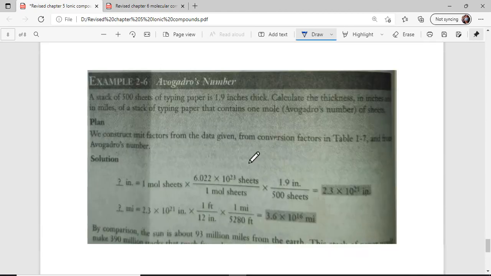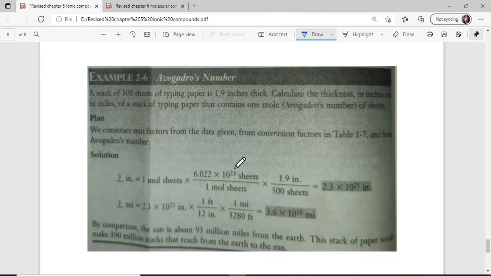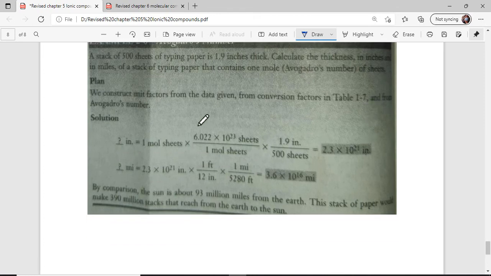Now, for your Avogadro's number. Here, you are given an example of a stack of 500 sheets of paper. It is 1.9 inches thick. Calculate the thickness of the stack in miles, if a stack of typing paper contains 1 mole of sheets of paper. First, you need to construct your unit factor, or conversion factor, from the data given in your question. Then you correlate it with Avogadro's number.